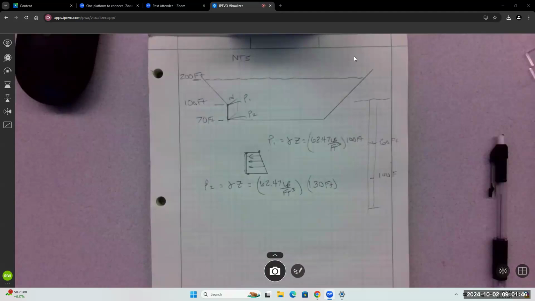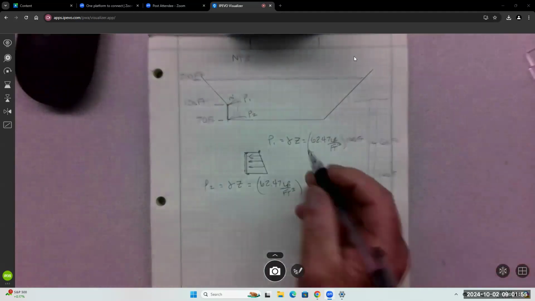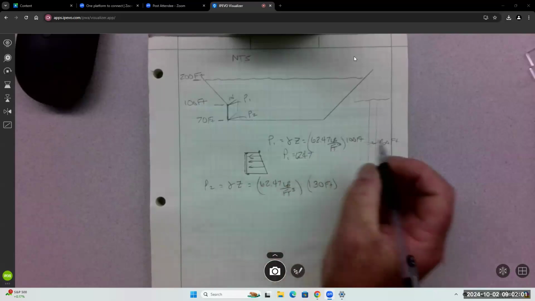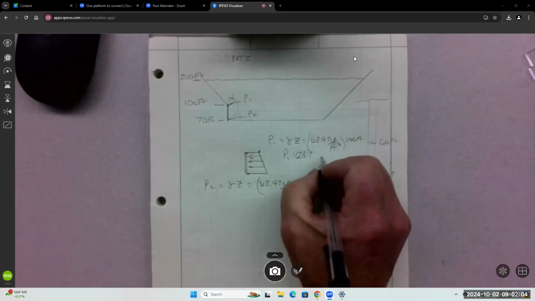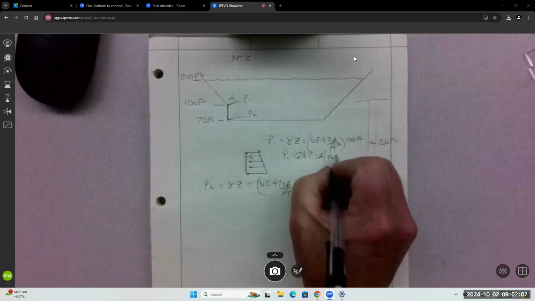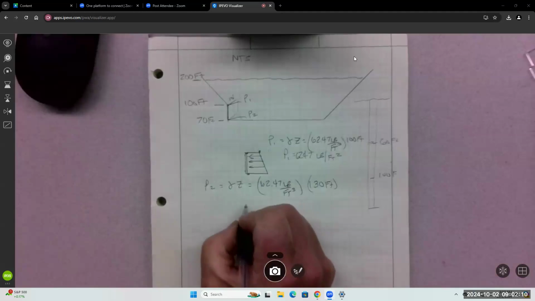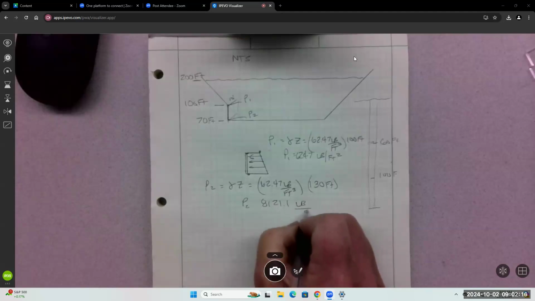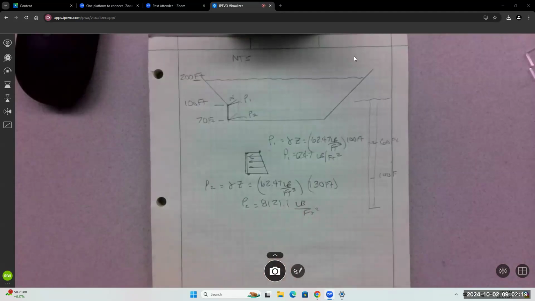Did I do that right? Yeah. Good. What do we get for P1? Even? Yep. And P2. 8121.1. Everyone good with that? The engineering firm can confirm that number. Ooh, it's good. We're making money this morning.